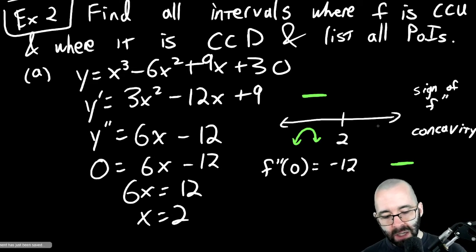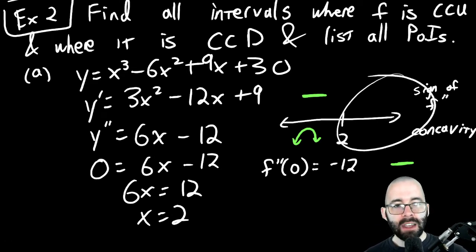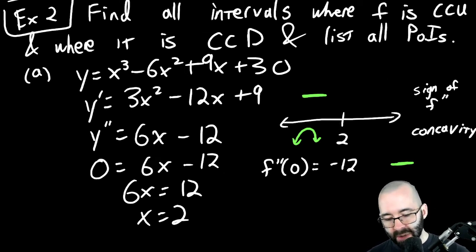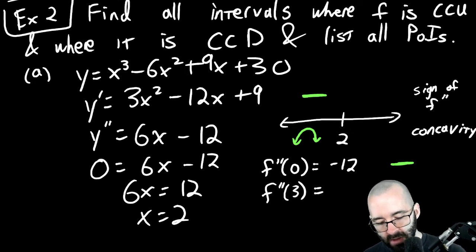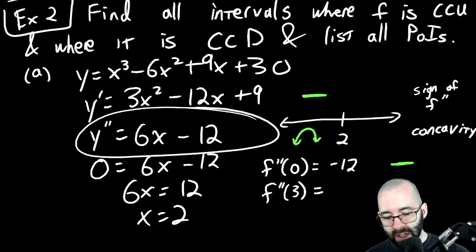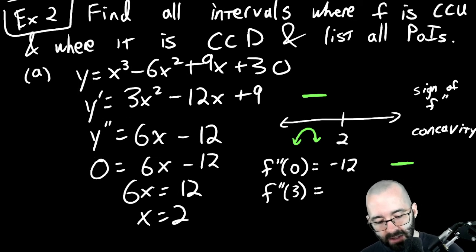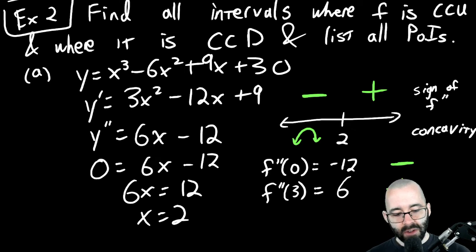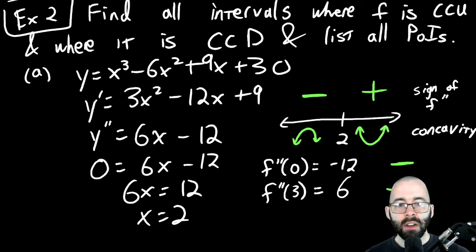Similarly, we can pick some point in this other interval because everything here is going to have the same concavity. So just pick something there. I don't know, we could pick 3 or 5, whatever. Something in that interval, you're going to get 18 minus 12 is 6. Doesn't matter what value it is. What matters is that it's positive. So everything to the right of x equals 2 is concave up.